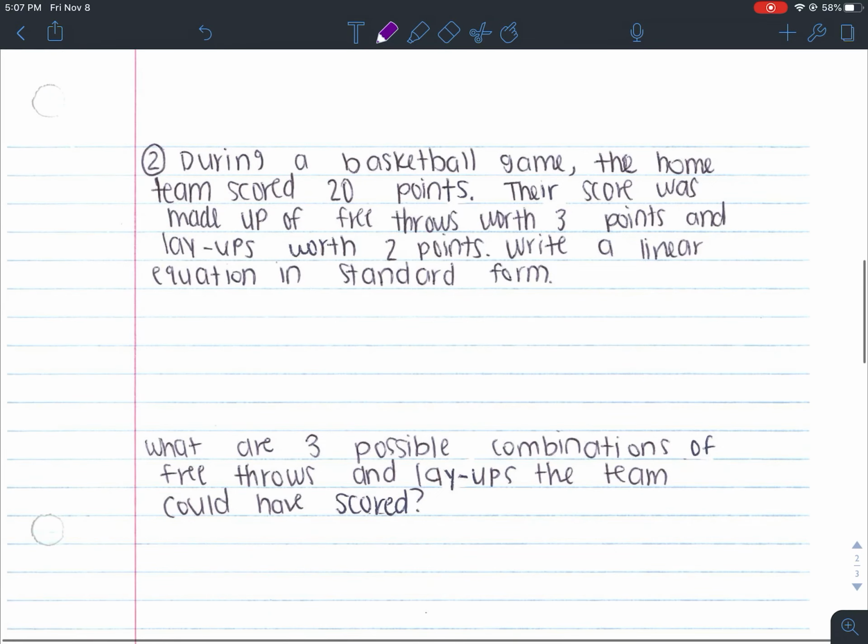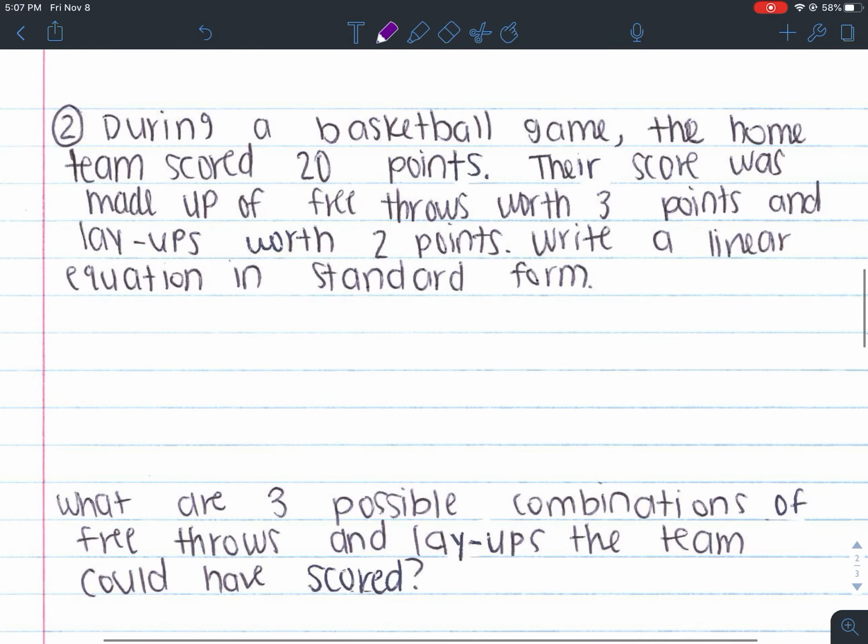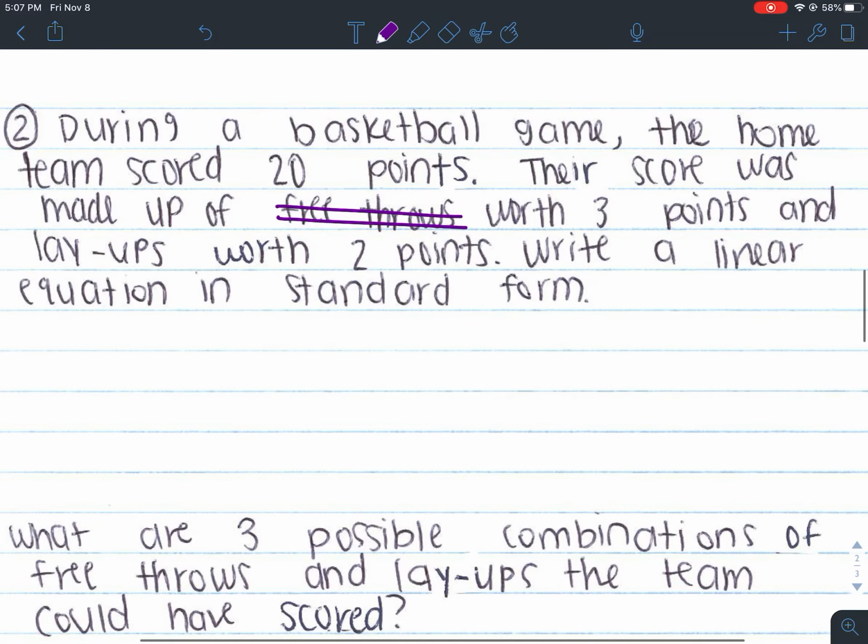During a basketball game, the home team scored 20 points, and their score was made up of, and I made a mistake here, and I fixed it already on your notes, but I forgot to fix it on here. This should be 3-pointers, not free throws, because free throws are only 1 point. So the home team scored 20 points. Their score was made up of 3-pointers worth 3 points and layups worth 2 points. Write a linear equation in standard form.